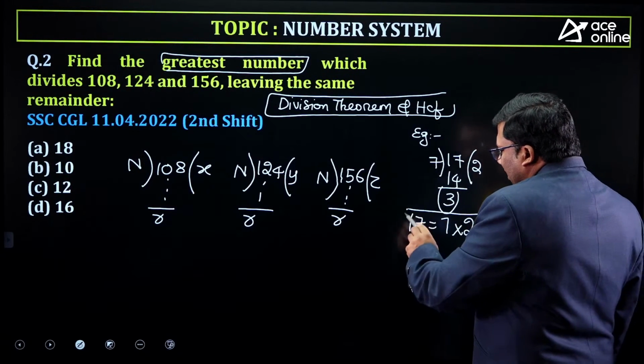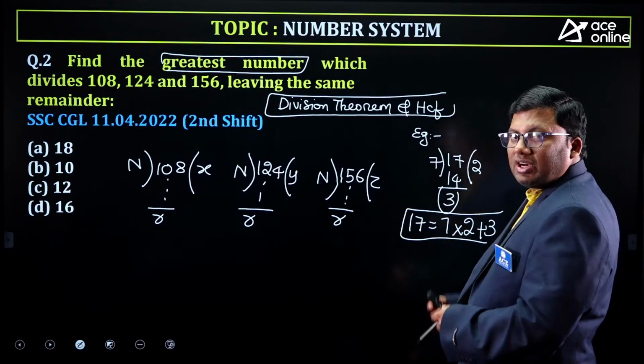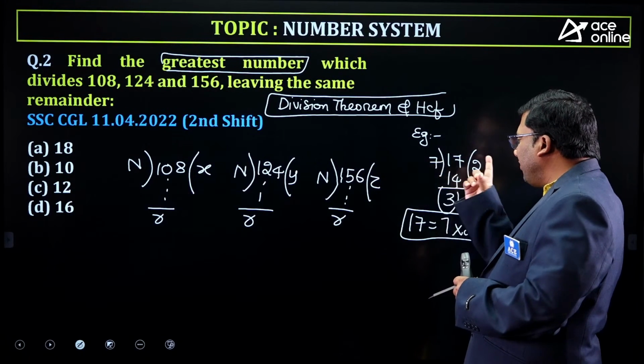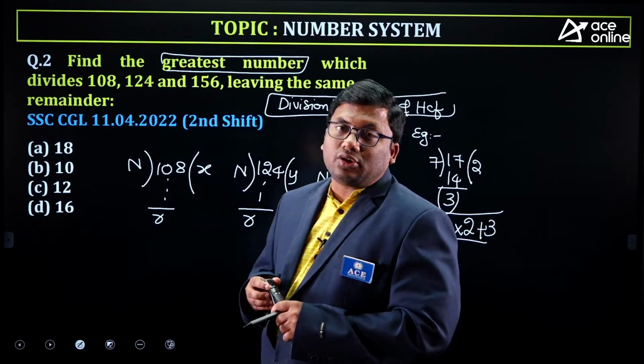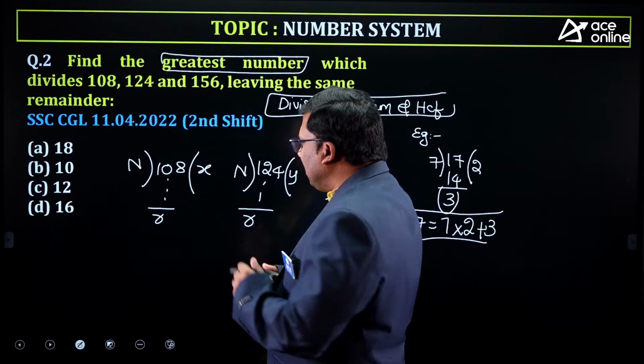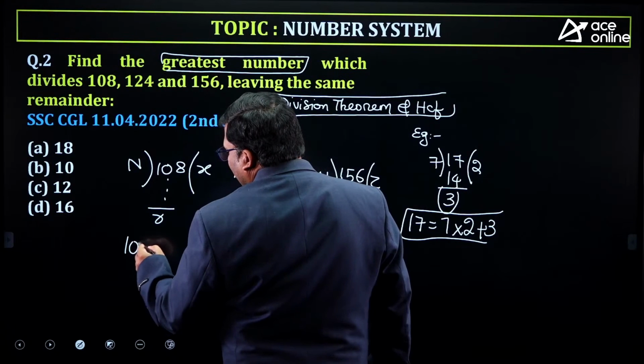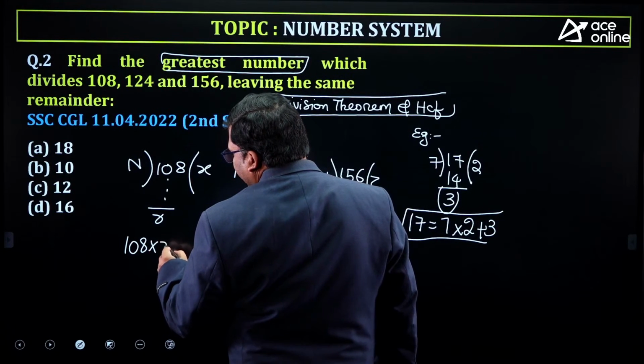So 17 is given by 7 into 2 plus 3. Dividend is equivalent to divisor into quotient plus remainder. Dividend is equivalent to 108 into x.